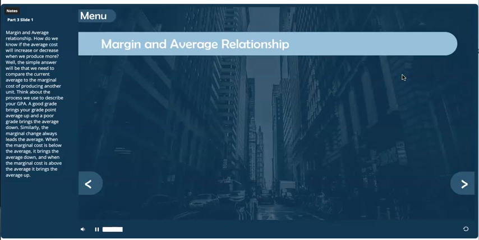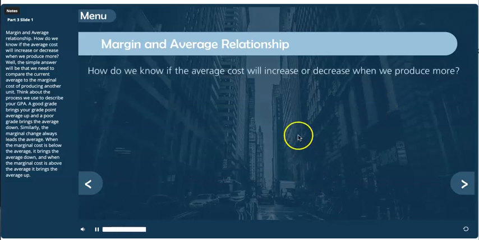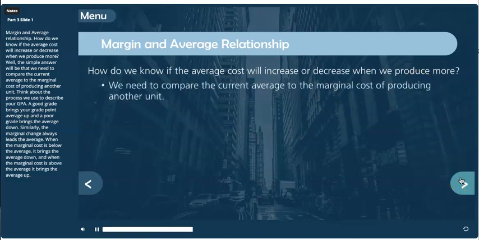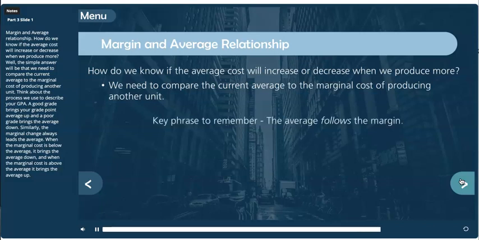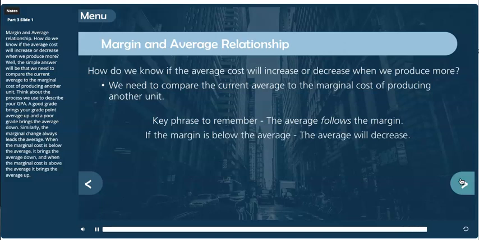Margin and average relationship. How do we know if the average cost will increase or decrease when we produce more? Well, the simple answer is that we need to compare the current average to the marginal cost of producing another unit. We can think about the process we use to describe your GPA. A good grade brings your grade point average up, and a poor grade brings the average down. Similarly, the marginal change always leads the average. When the marginal cost is below the average, it brings the average down, and when the marginal cost is above the average, it brings the average up.